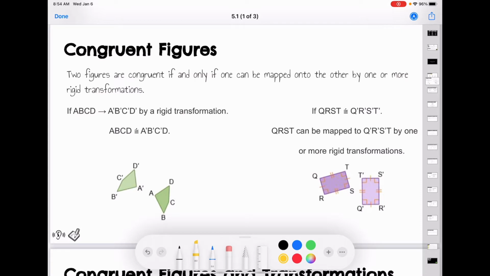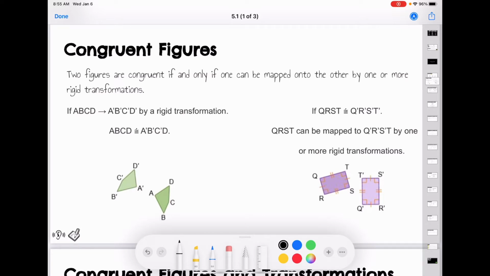Let's look at our first set. Our first set tells us that ABCD maps to A prime, B prime, C prime, and D prime by a rigid transformation. We are told that a rigid transformation is taking place, so we in fact know that these 2 are congruent to each other. These 2 figures, the 2 green figures, are congruent to each other.